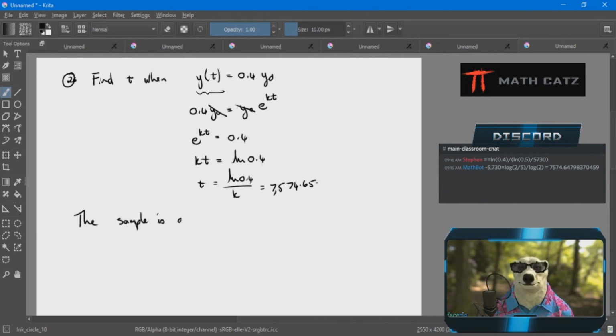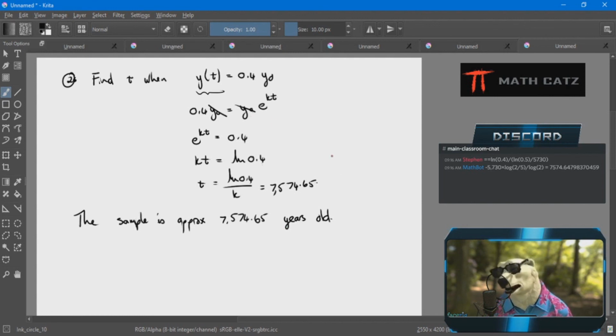So I could say the sample is approximately 7,574.65 years old. So even with this basic differential equation, there are a lot of interesting and very practically relevant things one can do, like carbon dating and things like that.